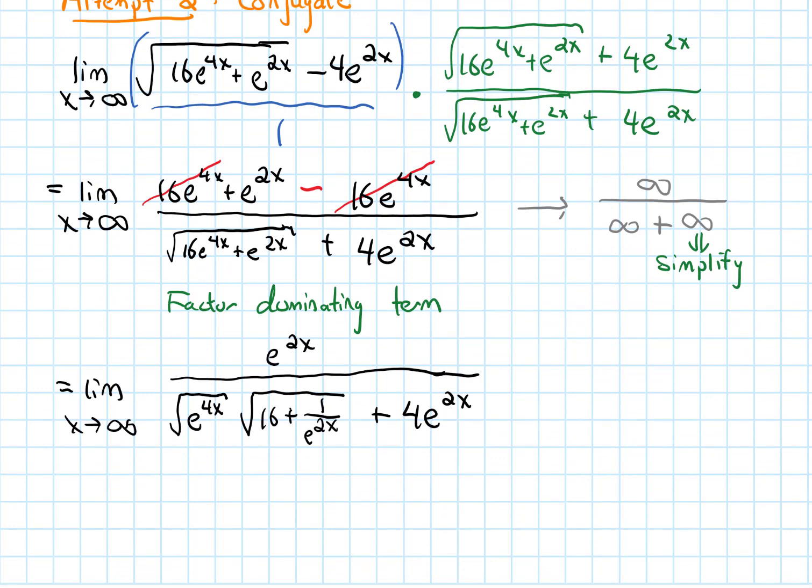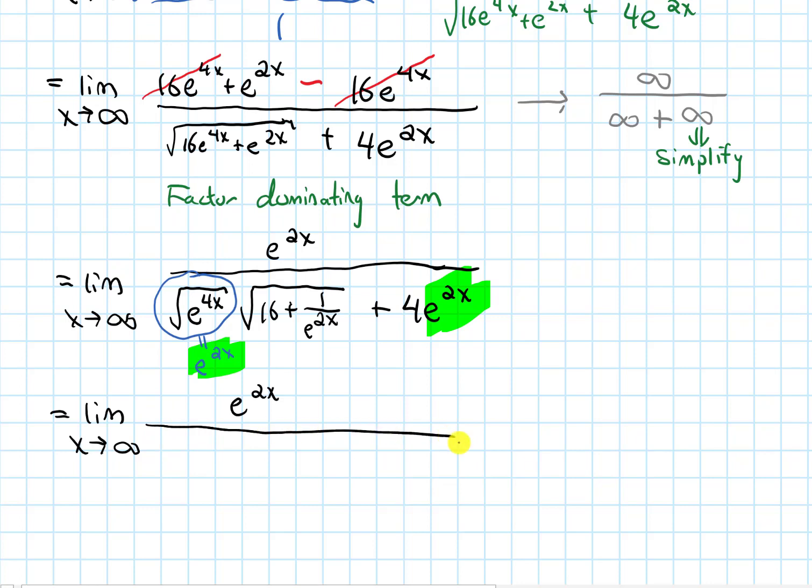All right, and now square root of e to the 4x, we've seen from above, this just equals e to the 2x. I don't need to put an absolute value around it because e to the 2x is already going to be non-negative. Okay, and now I see e to the 2x here, I see an e to the 2x here. Now we can factor those. So we get the limit as x goes to infinity, e to the 2x on the top. And on the bottom, if I factor out that e to the 2x, I'm left with the square root of 16 plus 1 over e to the 2x. And then plus 4. All right, and now the e to the 2x is canceled, so that's nice.